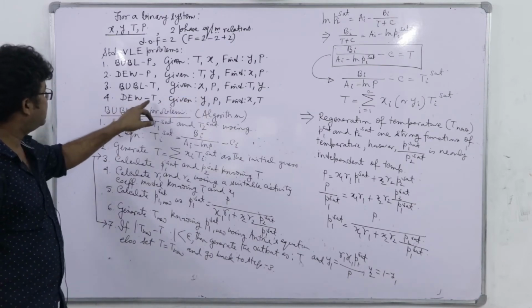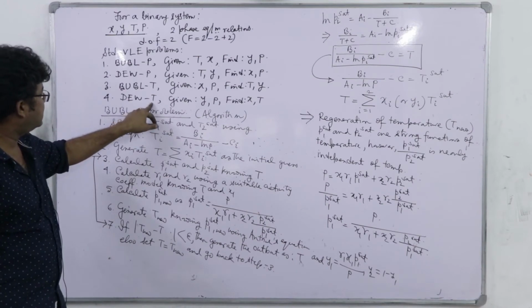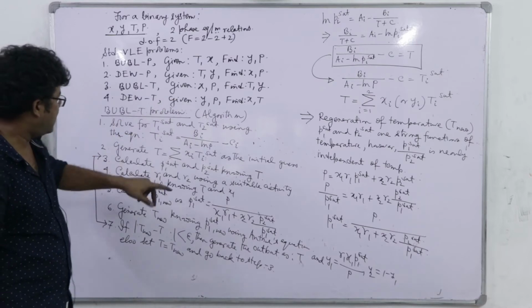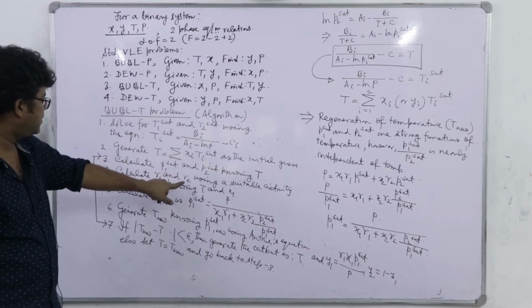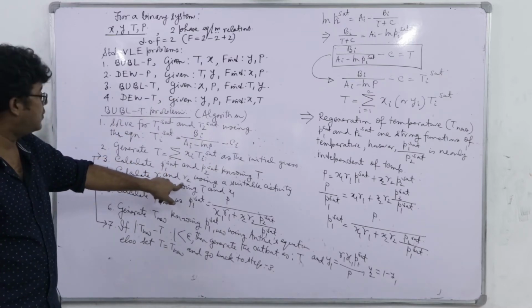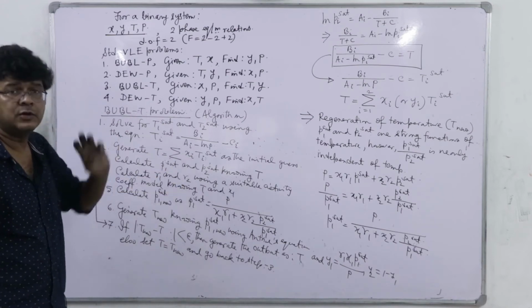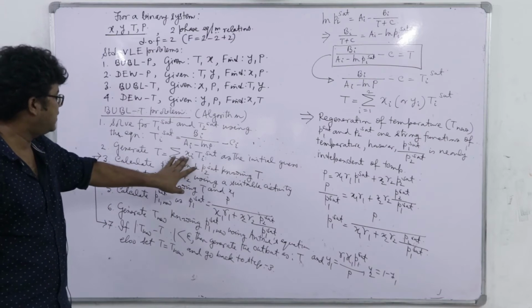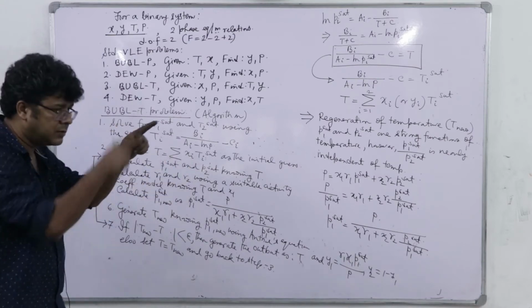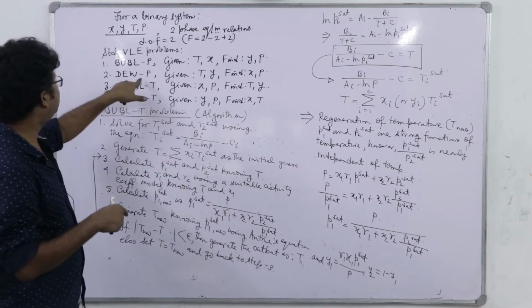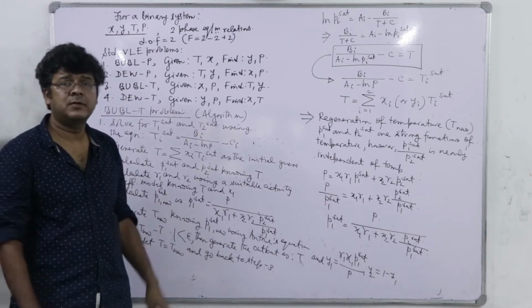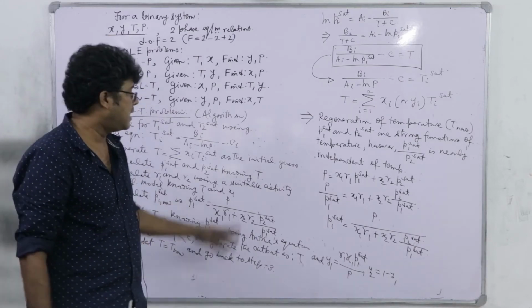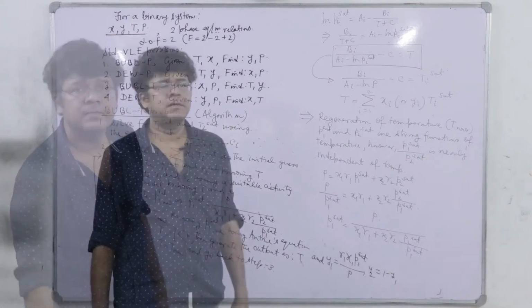Now, in the next, you will see that in the dew T problem we have a problem here. Gamma 1 and gamma 2 we cannot evaluate as we do not know X1 and X2, and here we have to change that, but here we have to go for the loop that we have used in DEW P. So, that we will be discussing next.